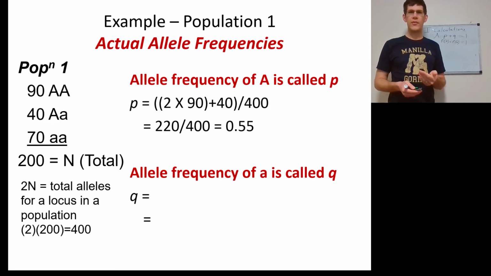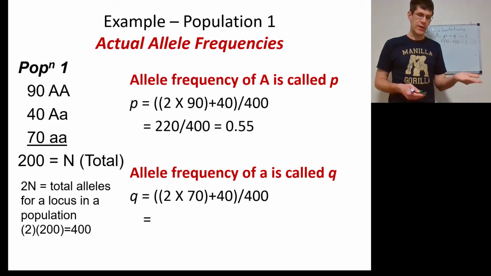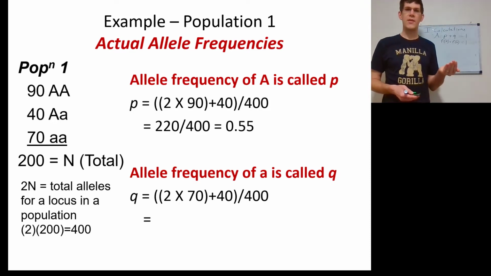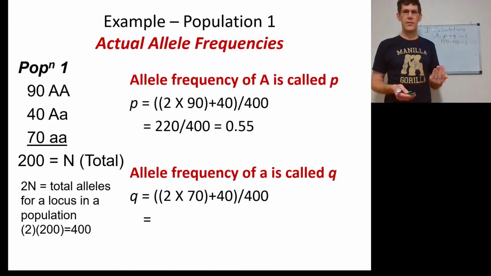What about Q? Well, we could just calculate it as 1 minus P, but let's check our math. So 2 times 70, because each of the individuals that is homozygous recessive has 2 copies of the recessive allele. And if you also take 1 copy each for the heterozygote, you're going to see that 40 copies of the lowercase allele in the heterozygotes exist in your population of 200 individuals with a total of 400 alleles.